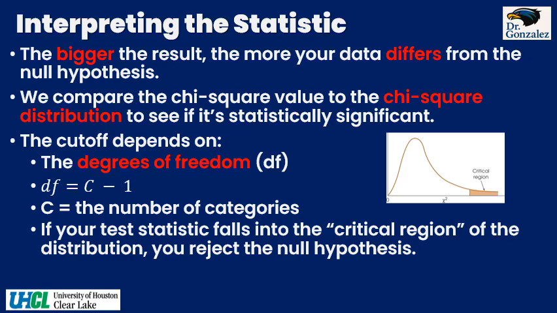So how do we interpret the statistic? Well, the bigger the result, the bigger the statistic, the more your data differs from your null hypothesis. So you're going to compare the chi-square value to the chi-square distribution to see if it's statistically significant. Your cutoff, if you looked at that chi-square distribution, depends on the degrees of freedom. Degrees of freedom equals C minus 1, where C is the number of categories. So again, if your test statistic falls in this critical region right here, then we would reject our null, and we would say that our alternative hypothesis is what we need to adopt.